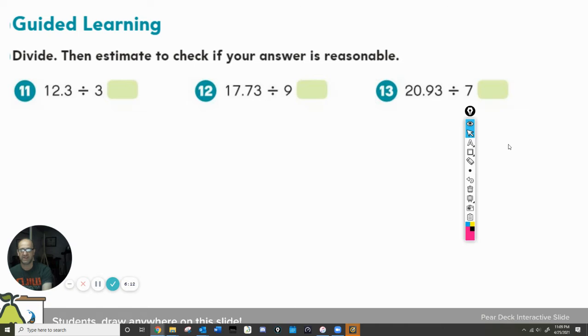All right, divide and then estimate. Pause me. I'll come back in 5 seconds with answers. All right, this is what you guys should have got for answers. If I was estimating, I would be estimating 12 divided by 3, 18 divided by 9, 21 divided by 7.